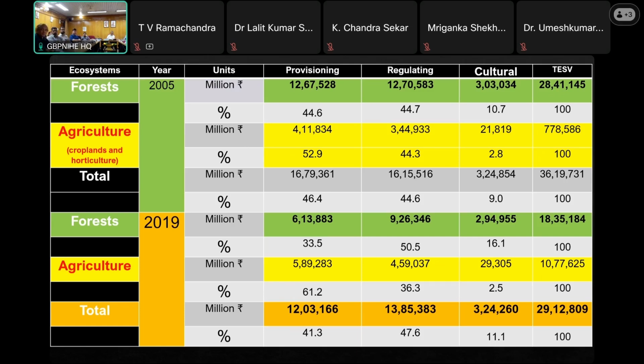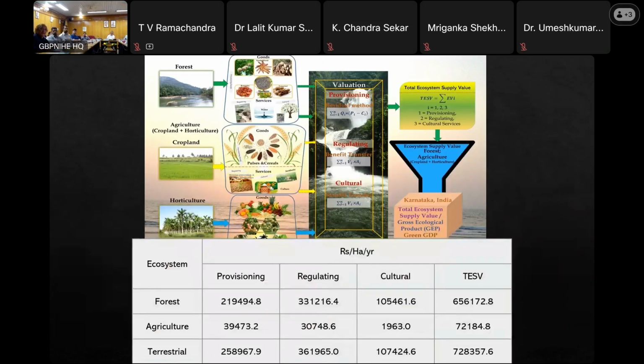Then the per hectare value also we computed for forest, agriculture, etc. In case you do not have time, you can just use the per hectare value, and that is called benefit transfer. If it is the same ecosystem, you can adapt that value from one study to the other. That's what people do, and that's why we computed a per hectare value also. For the forest, you can say that 6 lakh rupees per hectare per year is the kind of service it provides. It goes up to 10 lakh rupees per hectare per year.